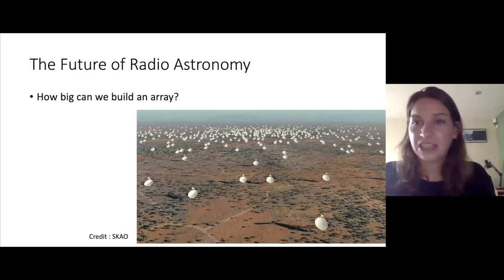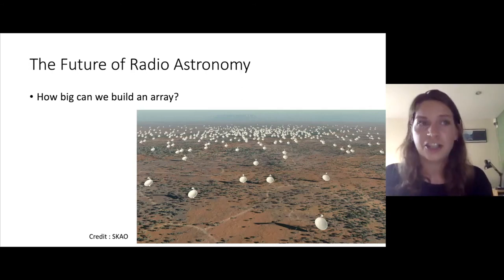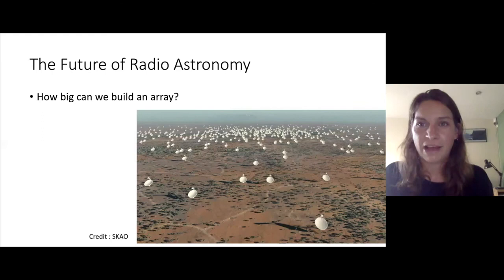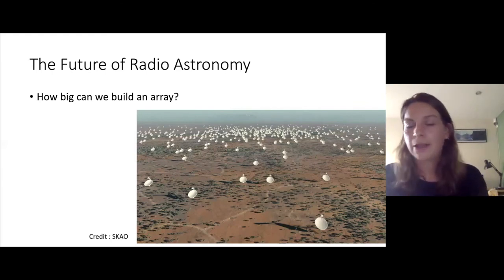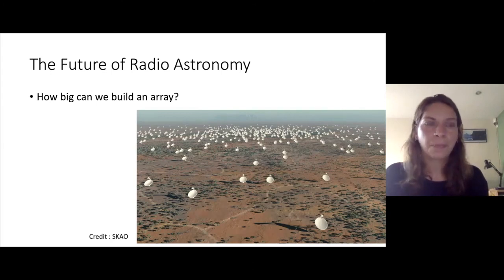You don't need to build the individual dishes that large, and we can link together existing dishes. I don't know if anyone's ever been over to Jodrell Bank in Manchester, for example. Their Lovell telescope is part of a network that connects to other dishes around the world. So building them isn't the actual problem.